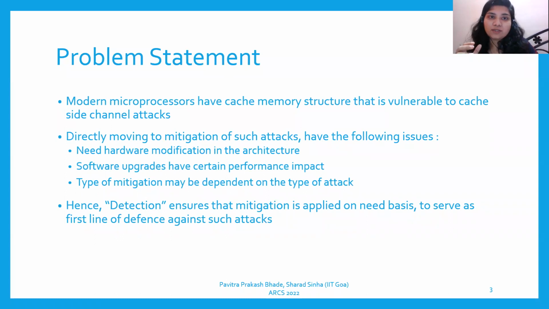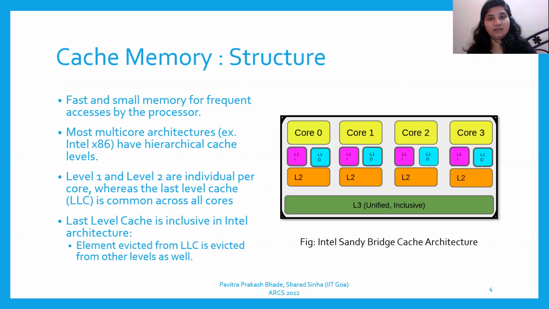So in modern processors, we have a cache memory structure that is vulnerable to certain cache side channel attacks. Now, directly moving to the mitigation of these attacks has a problem, which is that it needs certain modification in the hardware, or it needs some software upgrades which cause certain performance impacts, and also the type of mitigation may be dependent on the attack. So instead of that, detection has to be done initially, which ensures that the mitigation is applied only on a need basis, to serve as the first line of defense against such attacks.